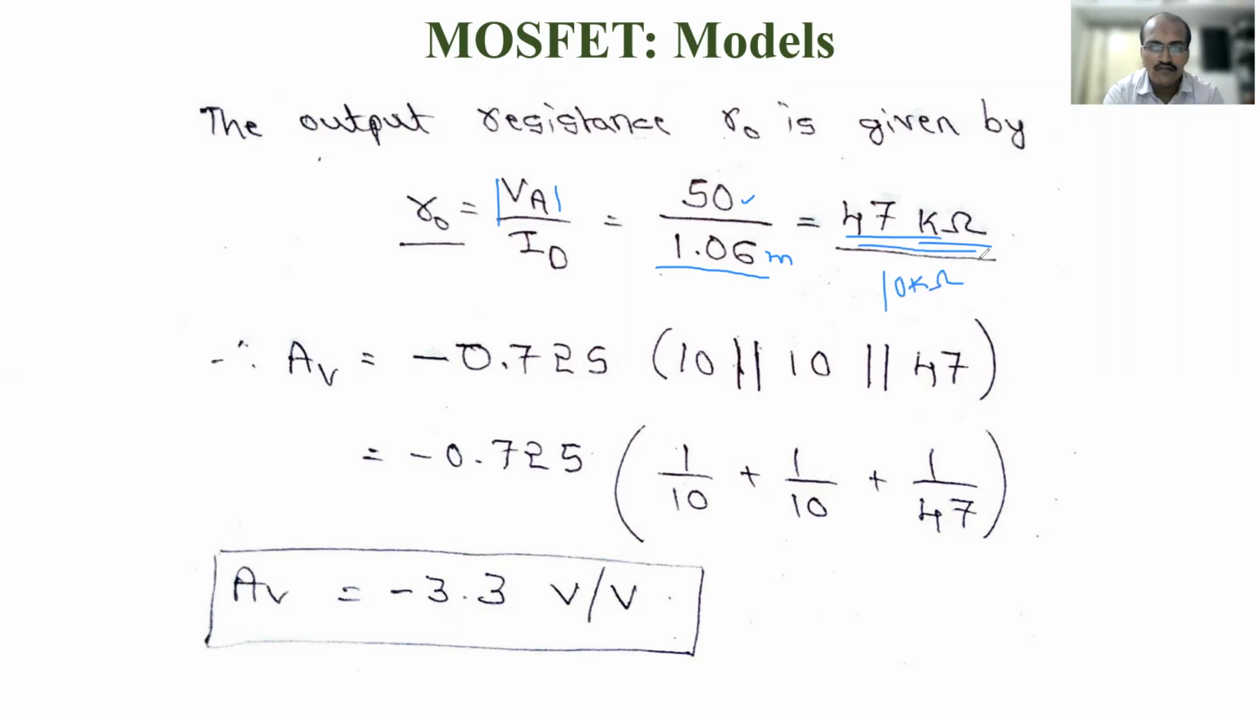Okay, so now we'll substitute in the voltage gain formula. So minus gm value I have substituted, which is also in milli. Since this is milli and these resistor values are in kilo ohm, the kilo and milli get cancelled out. That's why you can just write the numbers here. The RD value is 10 kilo ohm, and the RL value is also 10 kilo ohm, and the R0 value is 47 kilo ohm, which is calculated.